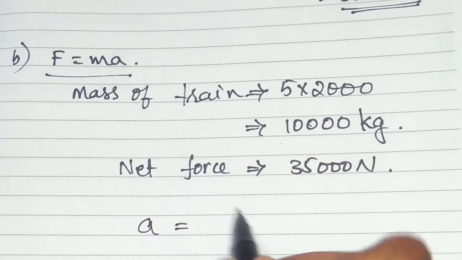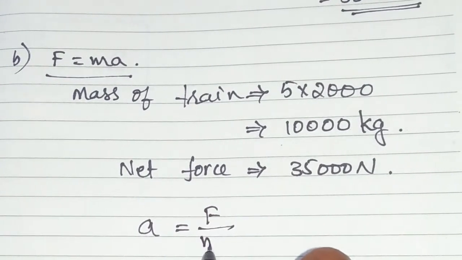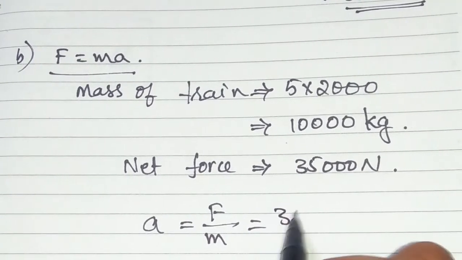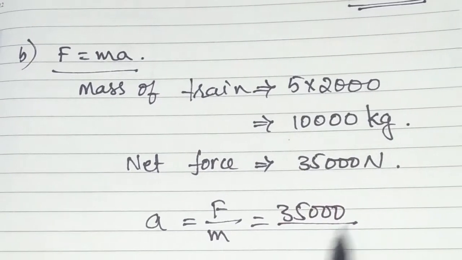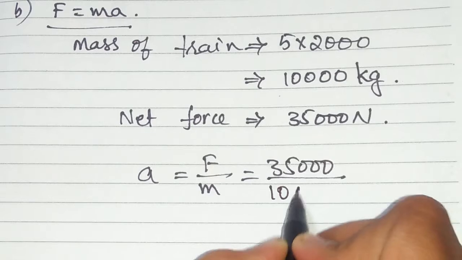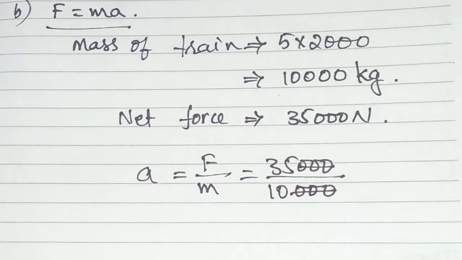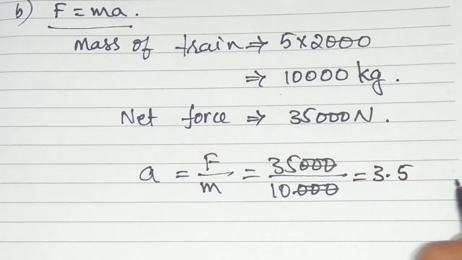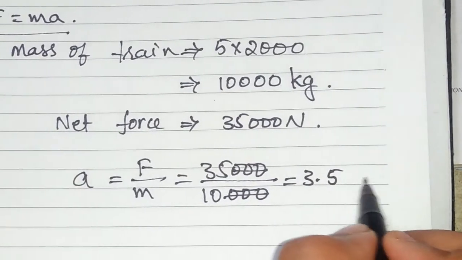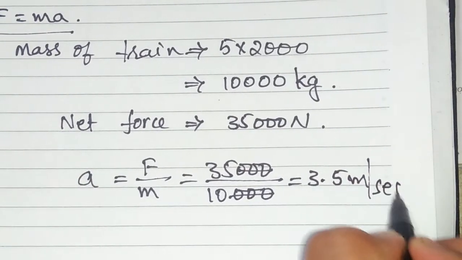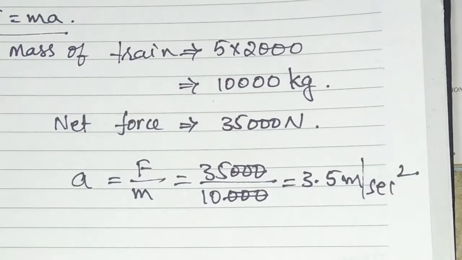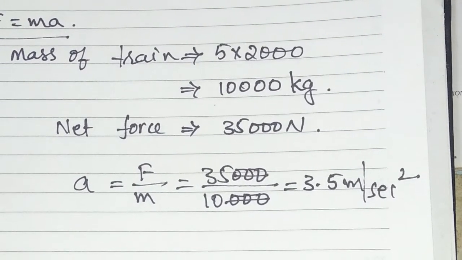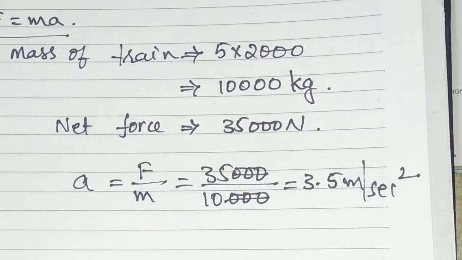We have here a is equal to F by m, net force by mass of the train. What is the net force here? 35,000 newtons divided by the mass of the train, 10,000. So 3 zeros will get cancelled. 35 by 10, what will we get here? 3.5. What do we have to write as the units? Here we have to write meters per second square. After getting the answer, compulsorily write the unit, children. Otherwise you may make mistakes here or you may lose the marks also.